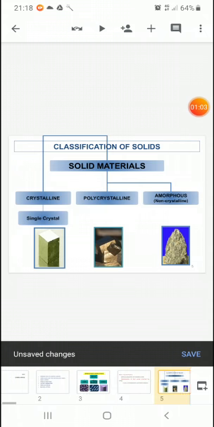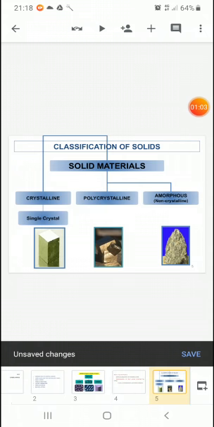We will see classification of solids. Solid materials are divided into the following types, such as crystalline. Crystalline solids are again divided into single crystal, polycrystalline solid, and amorphous solid, which is also called non-crystalline solid. And these are the examples of the materials.